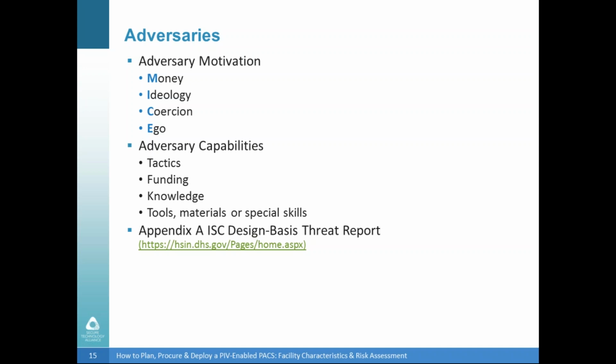No matter what tactics are used, every attack requires resources. How much money is required? What knowledge is required to defeat the countermeasures or circumvent the procedures you've put in place? Are any special tools, materials, or skills required? The list of required knowledge, tools, materials, and special skills will be fairly large if the facility incorporates security in depth.